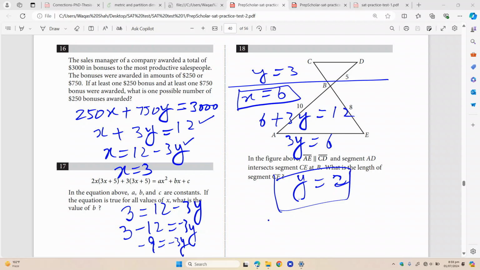And in the third scenario, when you plug x is equal to 9, then y will be equal to 1. So it means that when the number of bonuses of 250 will be 9, then the number of bonuses of 750 will be 1. Okay, so that's how we can solve this question.